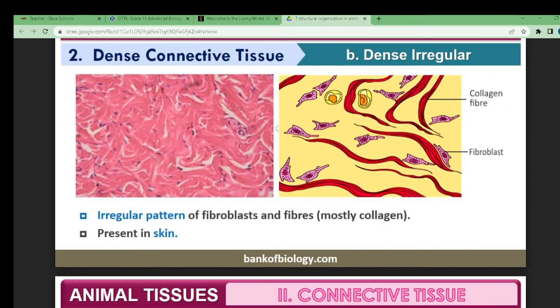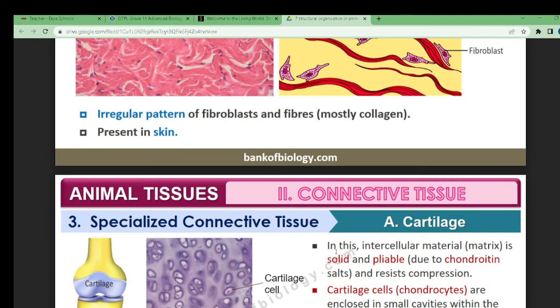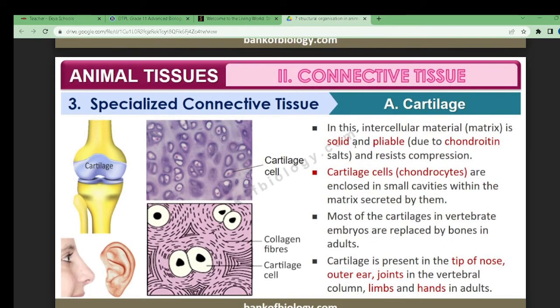Now, dense irregular. This has an irregular pattern of fibroblasts and fibers, mostly collagen. Here you can see these fibroblasts in purple color, and these are collagen fibers. They don't have a regular wave-like pattern, but an irregular pattern, and are present inside the skin. Then the third is specialized connective tissue.